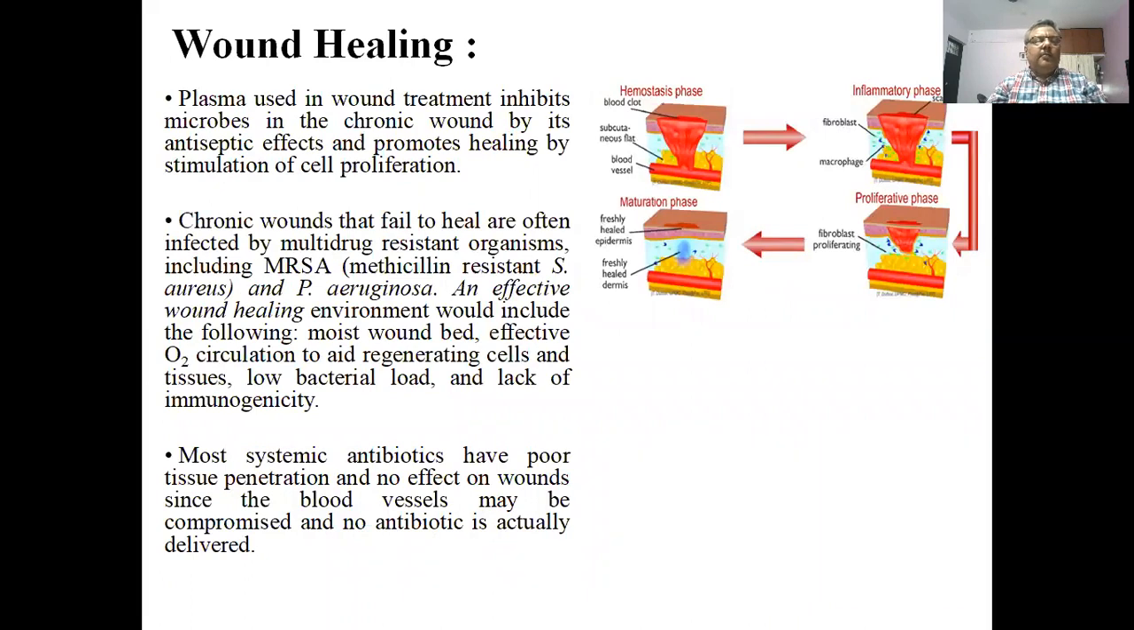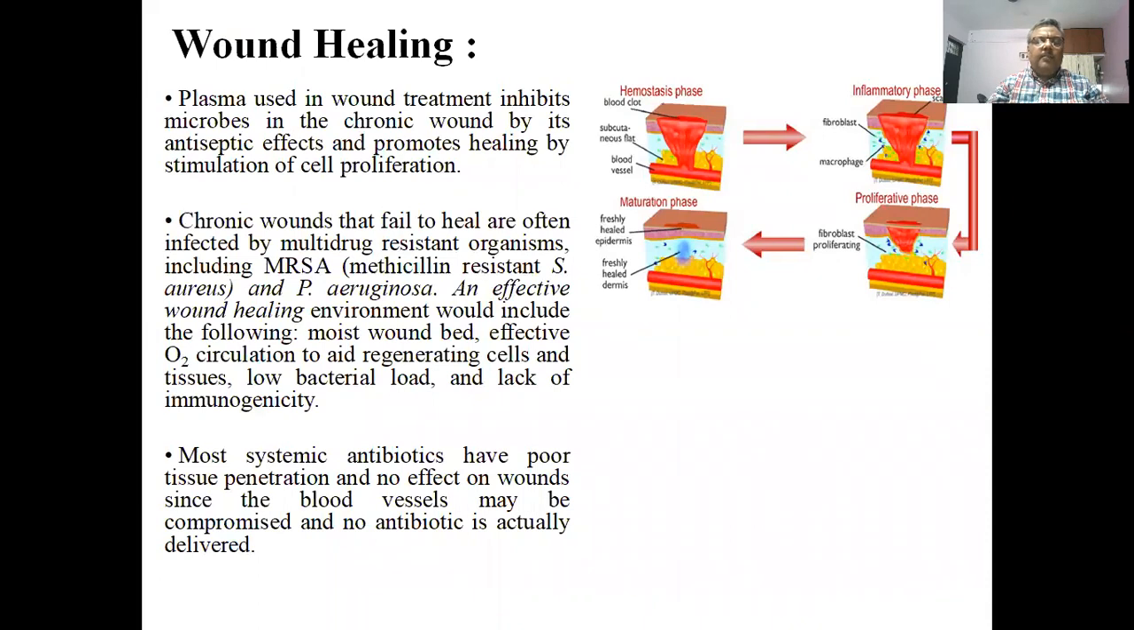The application to wound healing. The plasma used in wound treatment inhibits microbes in the chronic wound by its antiseptic effects and promotes healing by stimulation of cell proliferation. Chronic wounds that fail to heal are often infected by multi-drug resistant organisms, including MRSA.